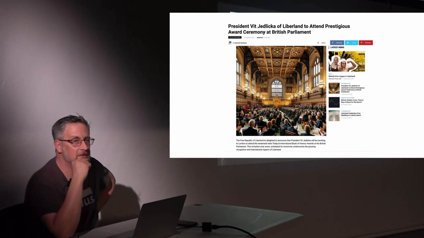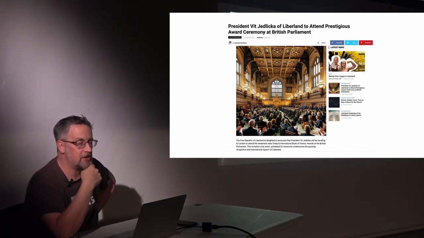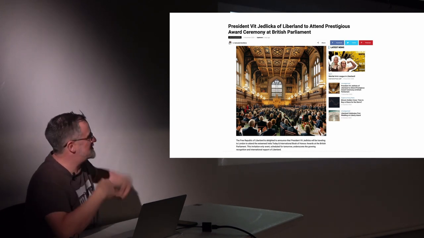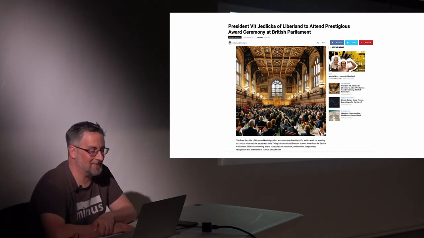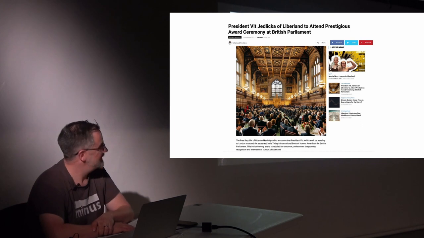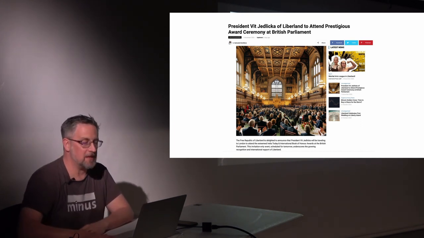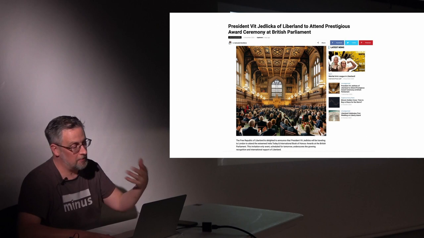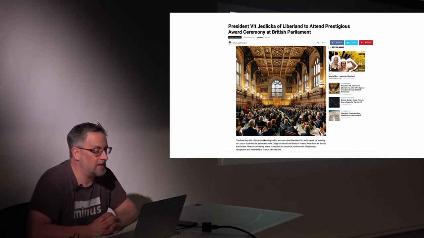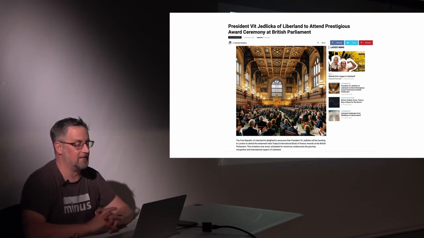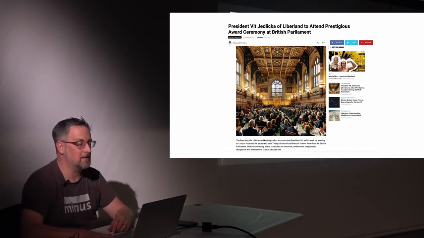This is the president, a Czech politician called Vít Jedlička, and he, of course, has been invited by the UK. Here is your decentralized state. In one easy slide, he's been given a prestigious award ceremony by the British Parliament, right to the heart of colonial power. The Free Republic of Liberland is delighted to announce that President Vít Jedlička will be travelling to London to attend the esteemed India Today and International Book of Honour Awards at the British Parliament. Yeah, so international recognition in the media.